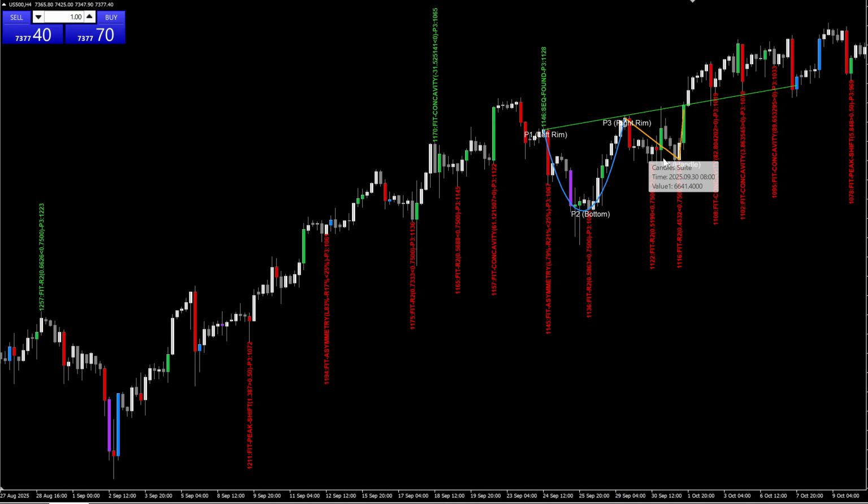So usually the handle pattern, it needs to be small compared to the overall cup height. And I'll go through the settings very soon. So I'll show you how you can exactly customize how deep this cup goes and how much percentage this handle has to be compared to the cup. And after that, there will be a breakout and price will continue.